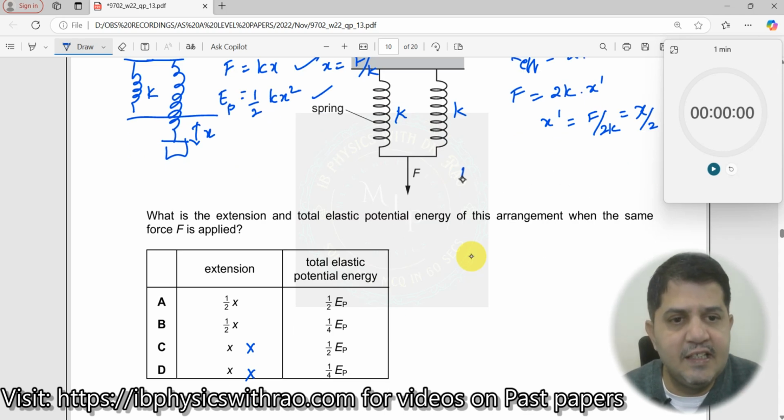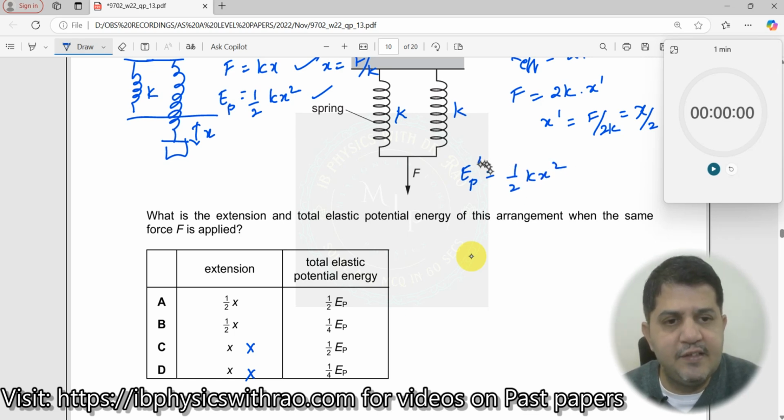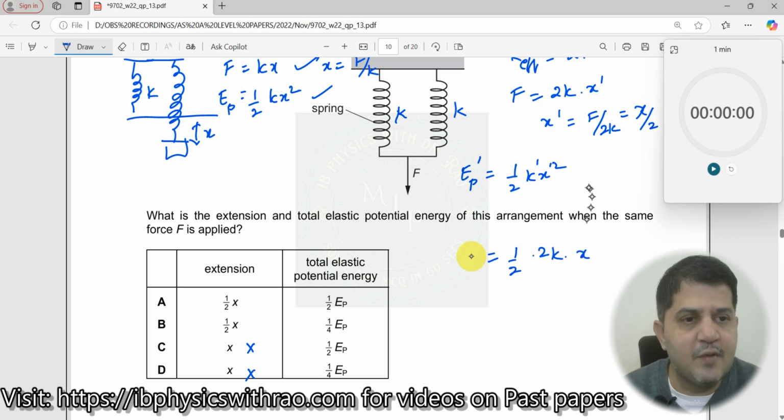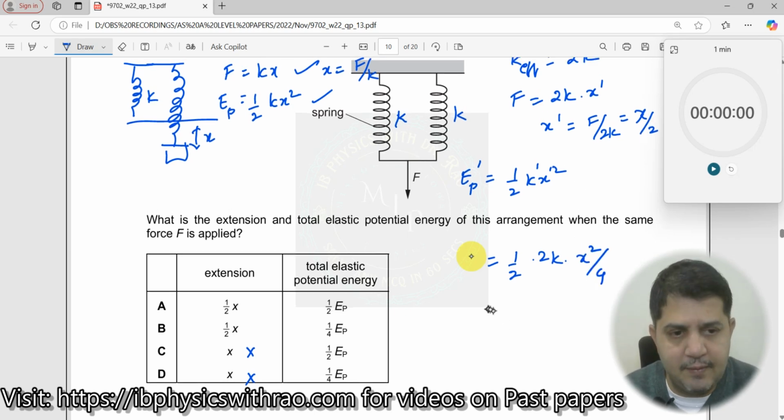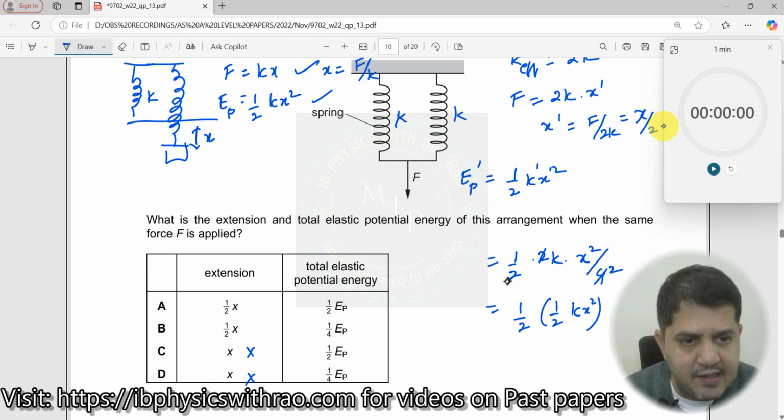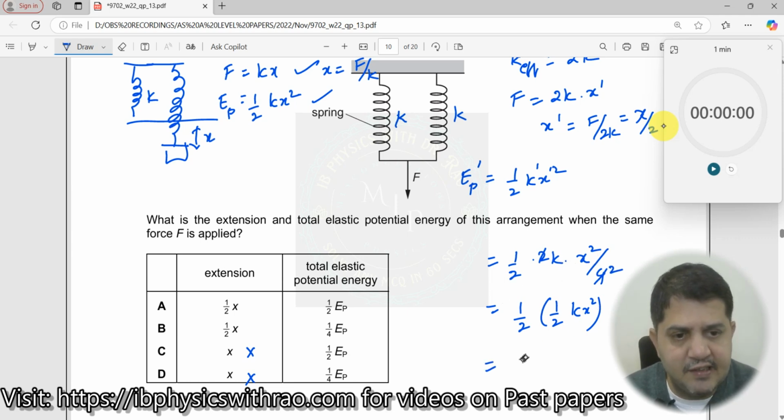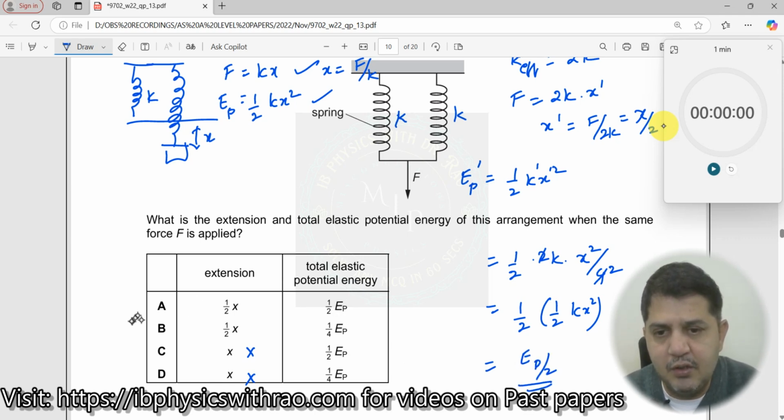Now, what is energy? Elastic potential energy is given by half Kx square, right? For the new one, this is your EP dash, equal to half K dash X dash square. So, this should now be equal to half into 2K into X square divided by 4, right? I just substitute this value here. So, this should now be, 2 ones are 2, 2 twos are over here. I will once again write this as half into half Kx square, right? Kx square by 2 I have, this half I will retain outside. Now half Kx square is nothing but EP, so this becomes EP divided by 2. So EP divided by 2, answer is here.